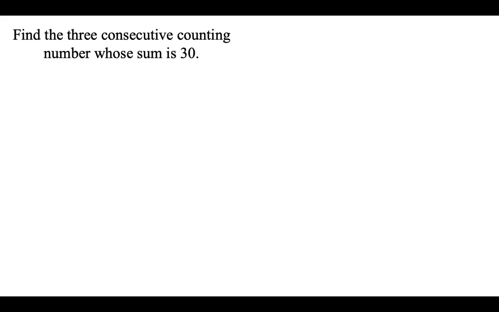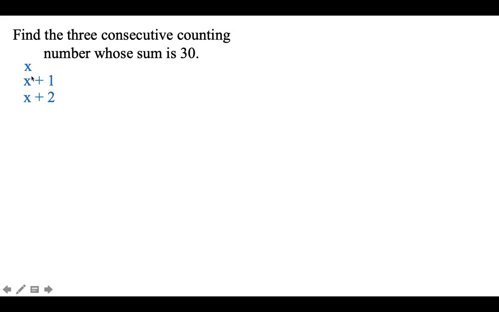Find the three consecutive counting numbers whose sum is 30. So first, we are going to represent a consecutive number. When we say consecutive, it means magkasunod. If our first consecutive number is x, the second number must be x plus 1, and our third number must be x plus 2.